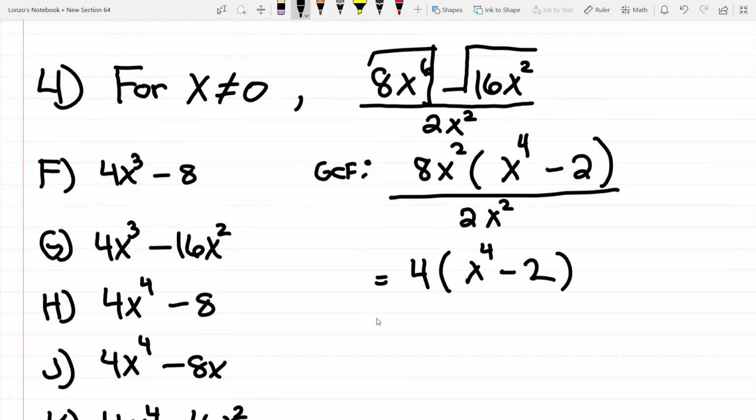Good. Okay, so we have 4 parentheses, x to the 4th minus 2, right? These cancel, and then 8 divided by 2 is 4. And do you see our answer now? Do you see 4 parentheses x to the fourth minus 2? No. What I could do is distribute this 4, so this is going to be 4x to the 4th minus 8. So that's letter H.